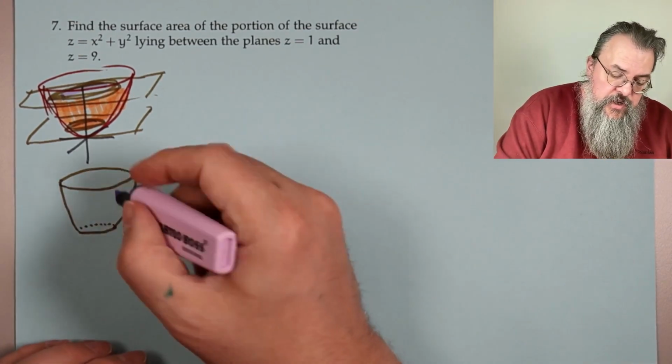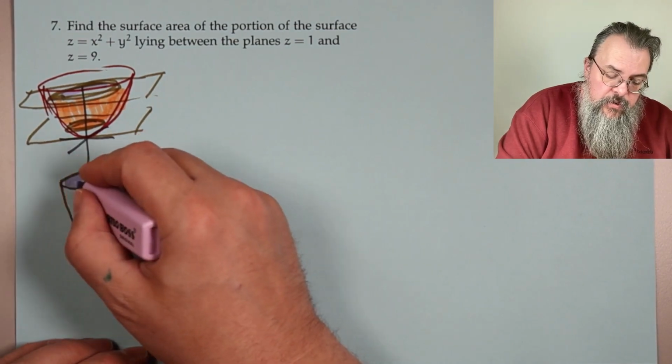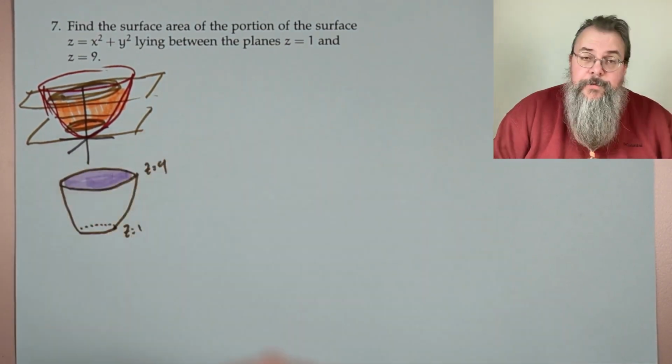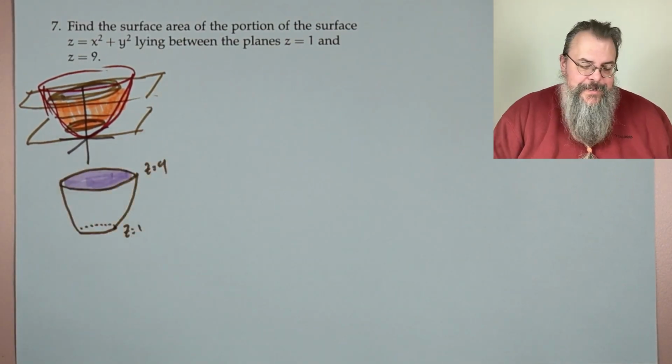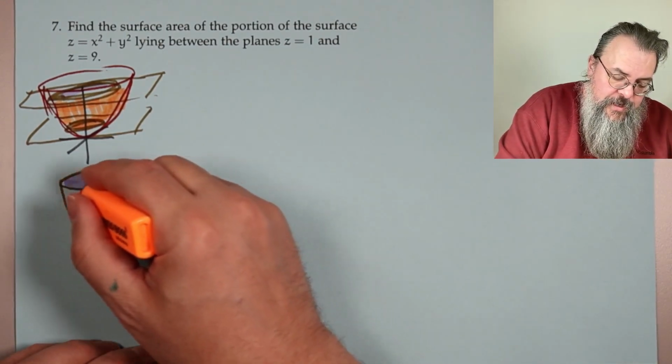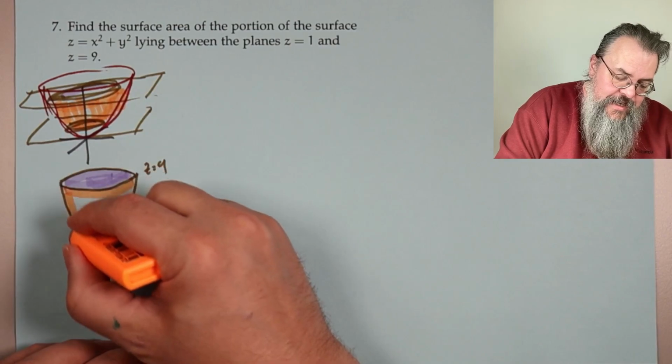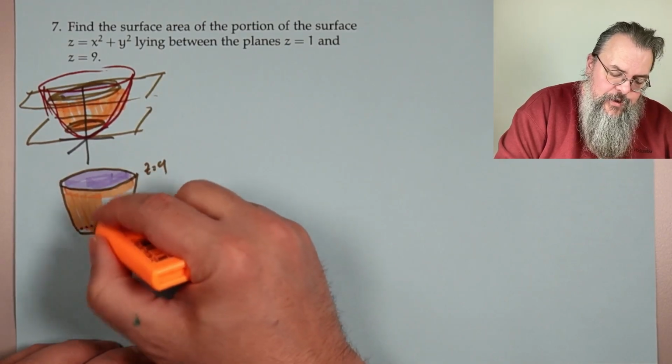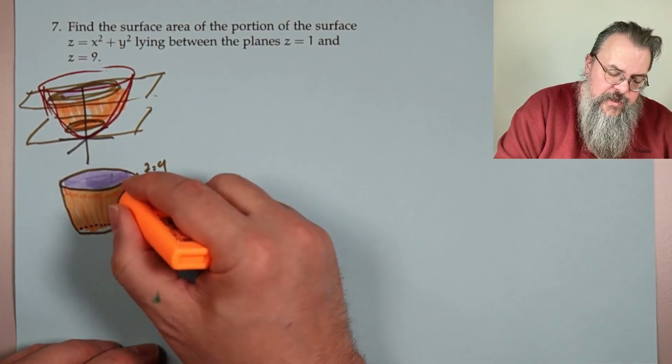So there's our picture. All right, so what are we going to do? Well, the good news is we have a formula for it. Aha. So since we have a formula for it, what should we do? Let's use our formula. Yes, exactly. We're going to use our formula to find our surface area.